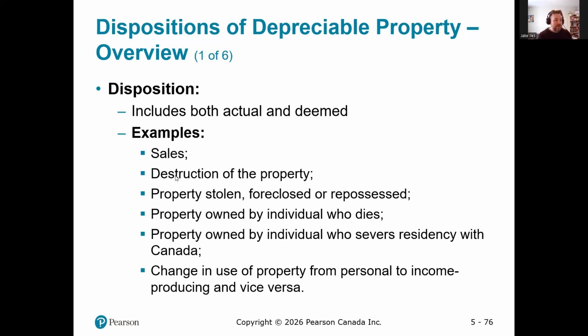If the property was destroyed, it's considered disposed of. We just have proceeds of zero. No one gave us any cash, but we are out the machine. So we would deem a sale just using $0 of proceeds. This also applies if the property was stolen, foreclosed, or repossessed.